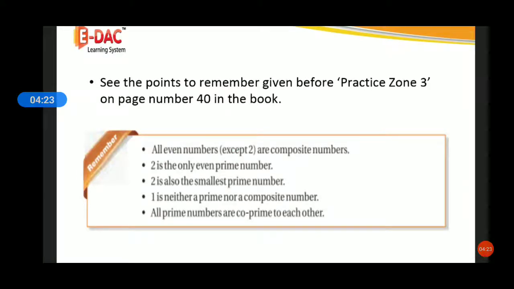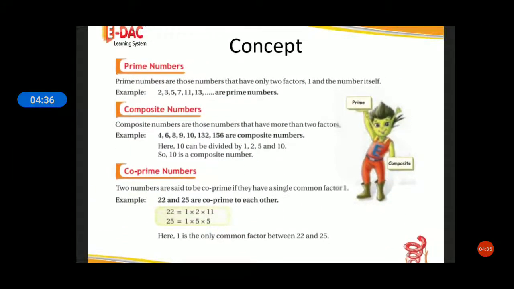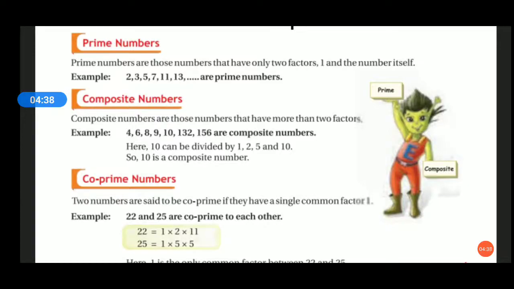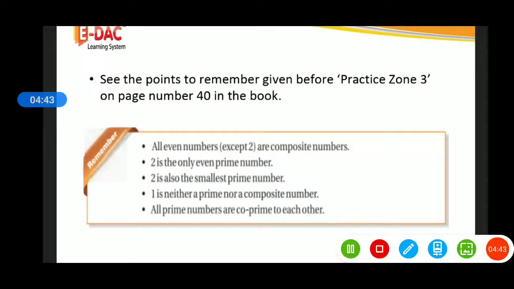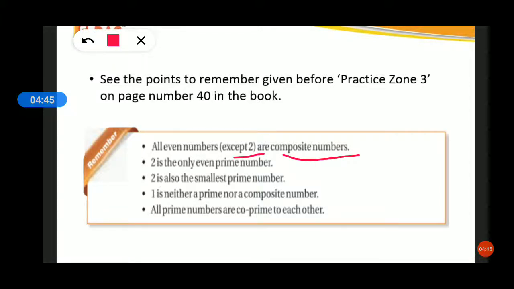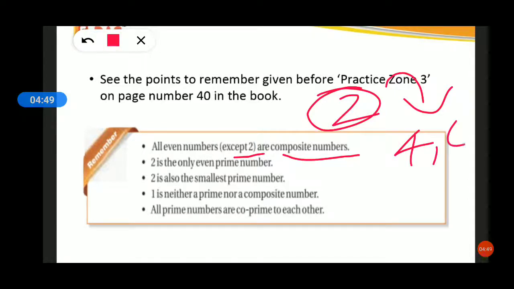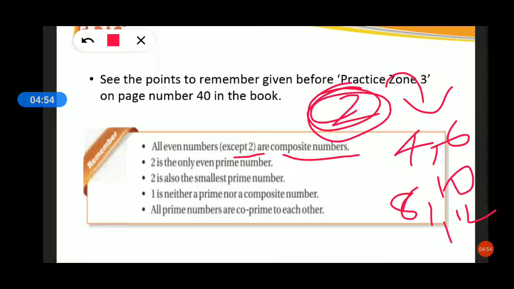See students, here we have some main points to remember. All even numbers except 2 are composite numbers. What is meant by composite number? A number which has more than 2 factors is a composite number. Other than 2, all other even numbers are composite numbers. That is 4, 6, 8, 10, 12 are all composite numbers, but 2 is not a composite number.